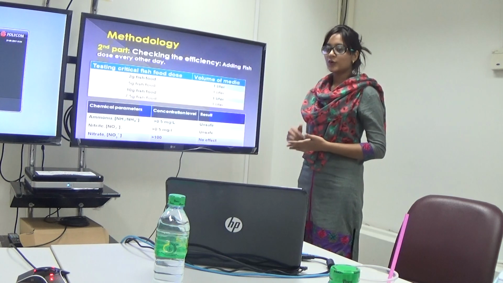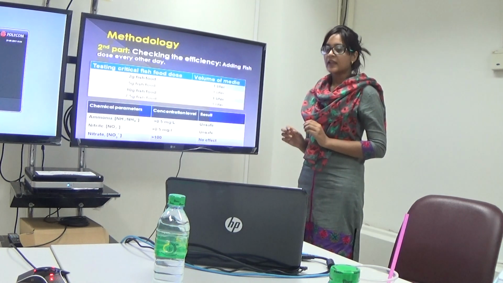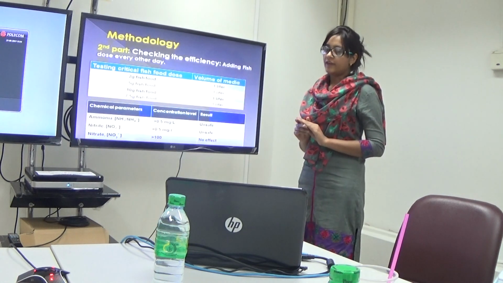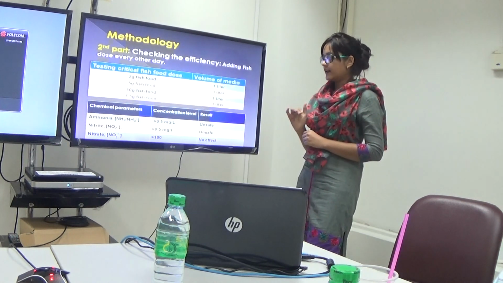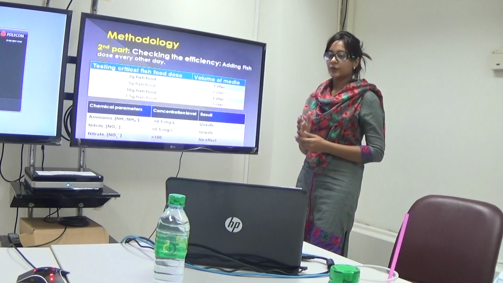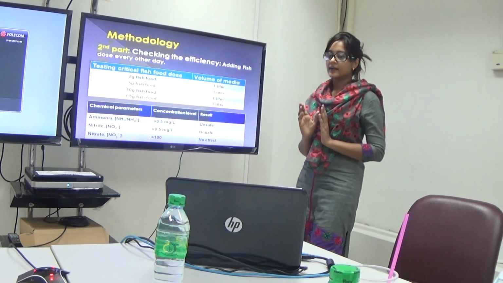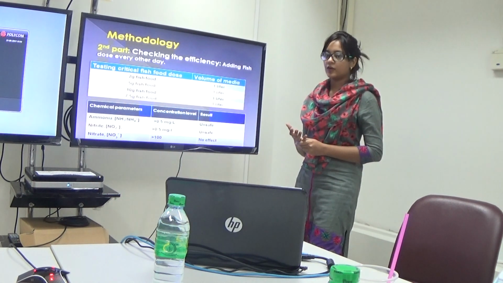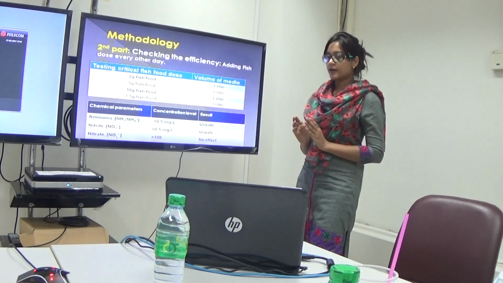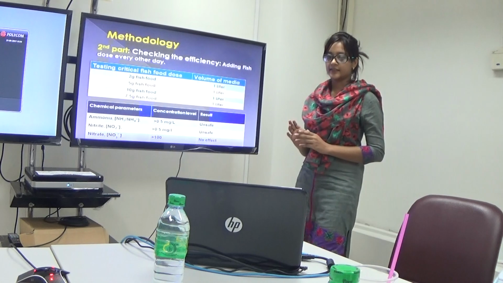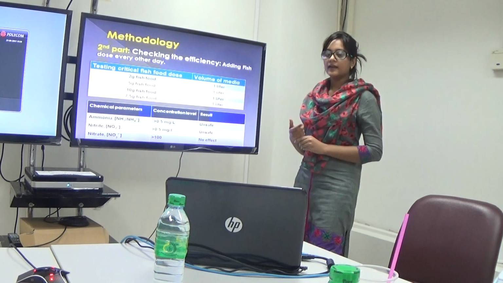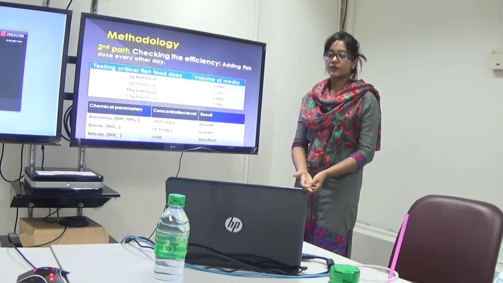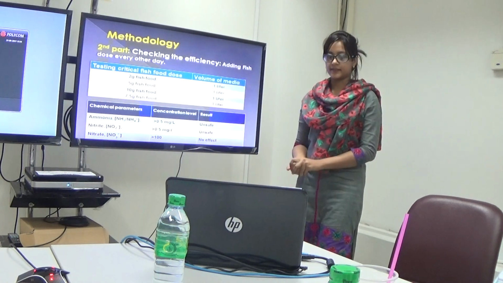So we use 2 gram, 5 gram, 7.5 gram and 10 gram doses, and we measure the ammonia concentration. When the concentration rises above the safe limit, we stop adding food and start a new dose. In this way we find out how much amount is good for this system, and we have used 1 liter of media for each system. In this way we find out the efficiency: how much fish food or ammonia component 1 liter of media can remove from this system.